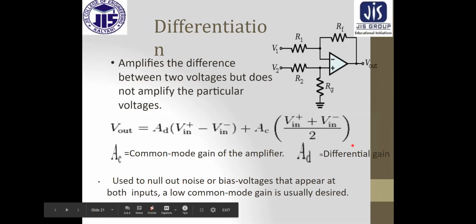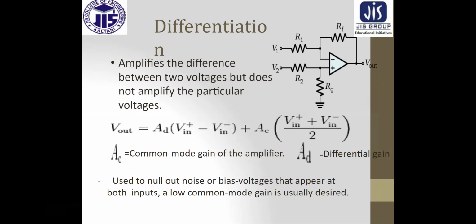After integration comes the differentiator circuit. Again, I will suggest you draw the diagram and write down the equation. Differentiator: the amplifier amplifies the difference between two voltages but does not amplify the particular voltages. This is the differentiation circuit. Here AC stands for common mode gain of the amplifier and AD stands for differential gain of the amplifier.